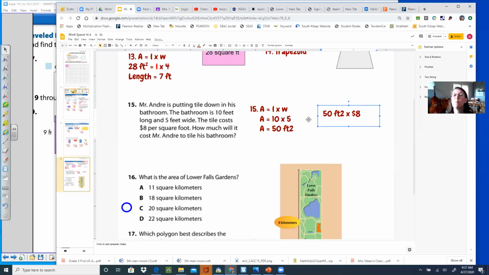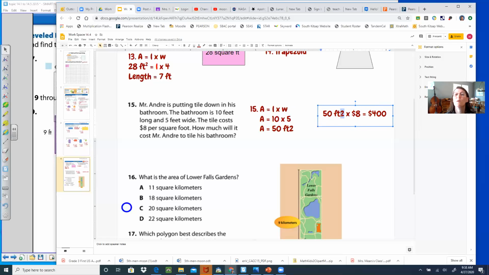So now I want to think of my base fact, 8 times 5. So you could count by 5s. 5, 10, 15, 20, 25, 30, 35, 40. So my base fact, my 8 times 5 is 40. So I need to put that down. Now I cannot forget the 0 that was part of the 50. Well, it cost a lot of money. $400 for tile for the bathroom floor.